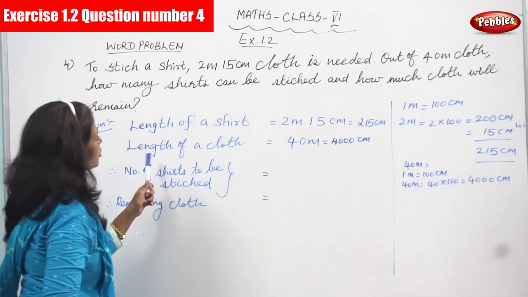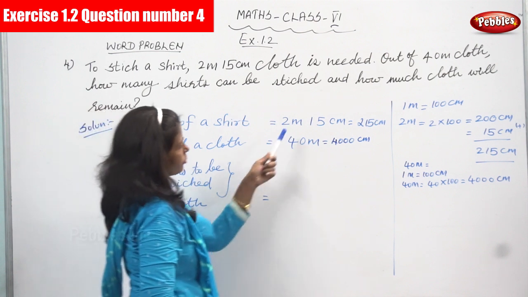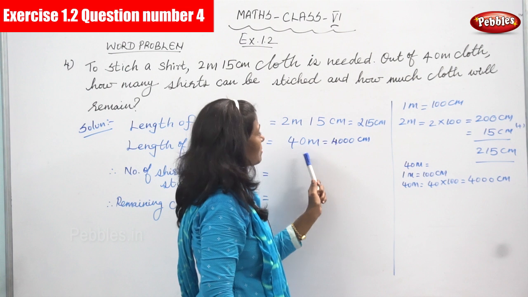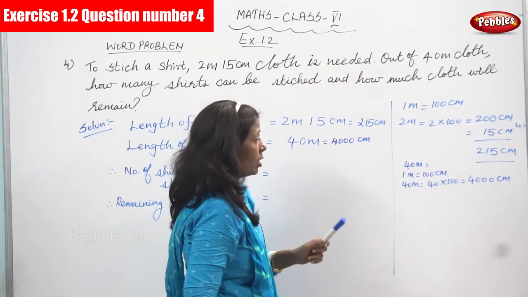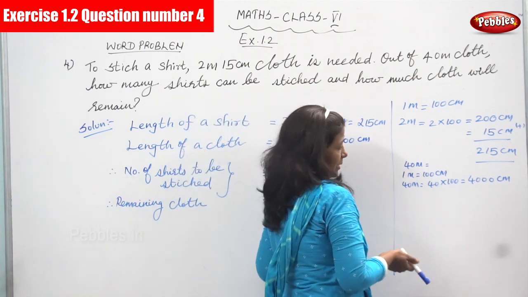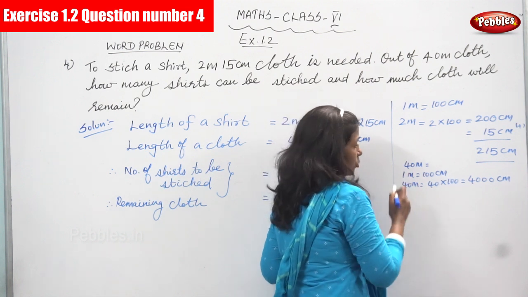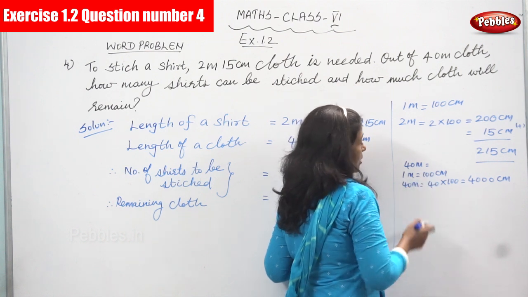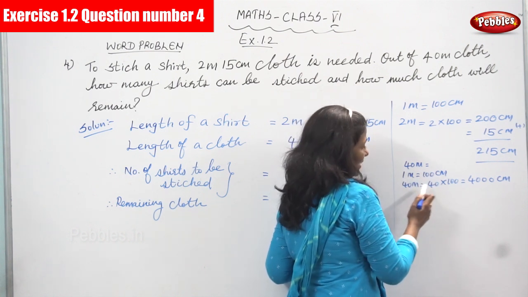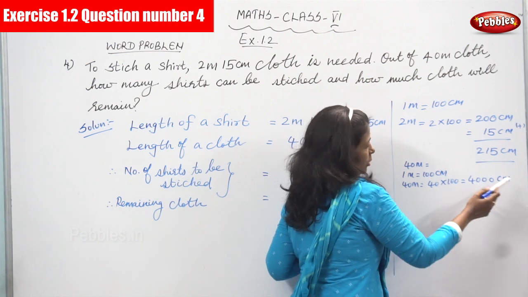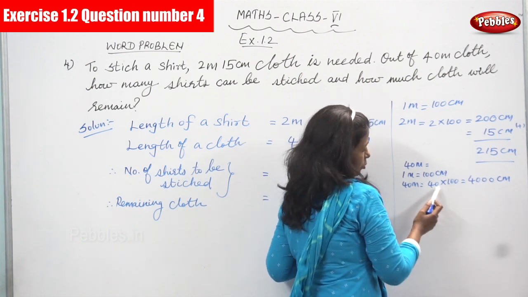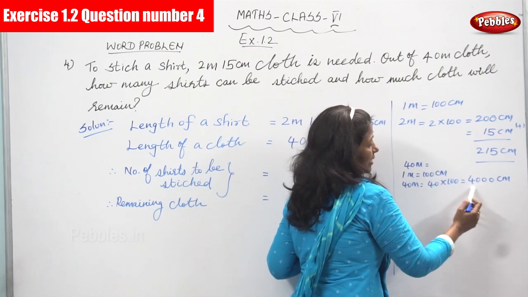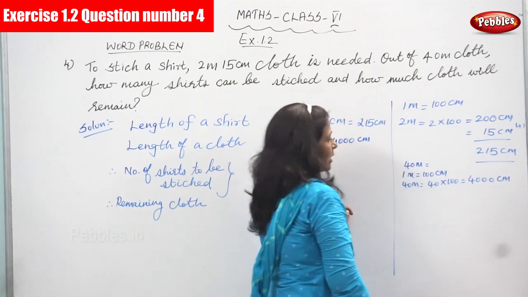And after that, the length of the cloth is 40 meter. This also you have to convert. If you convert 40 meter into centimeter, meter into centimeter, so multiply, bigger unit to smaller unit. 1 meter is equal to 100 centimeter, so 40 into 100, you get 4000 centimeter. You add the 2 zeros after 40.